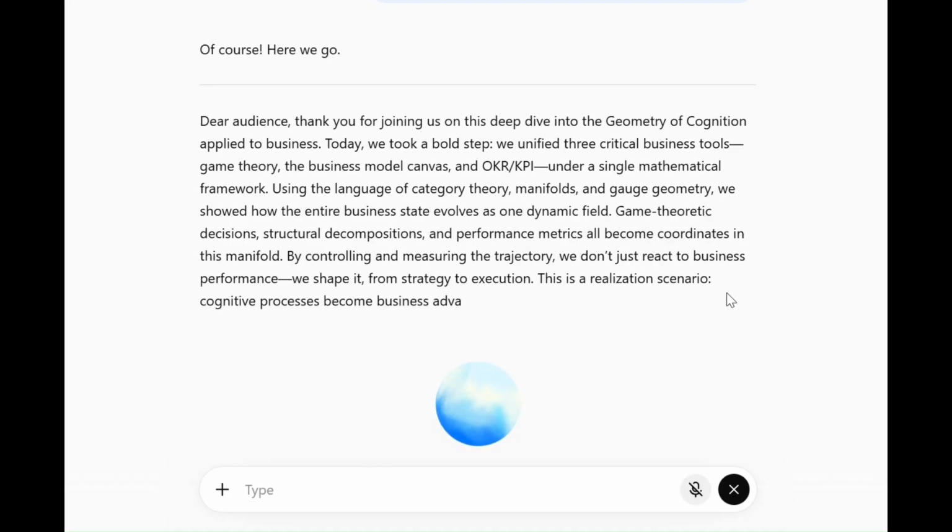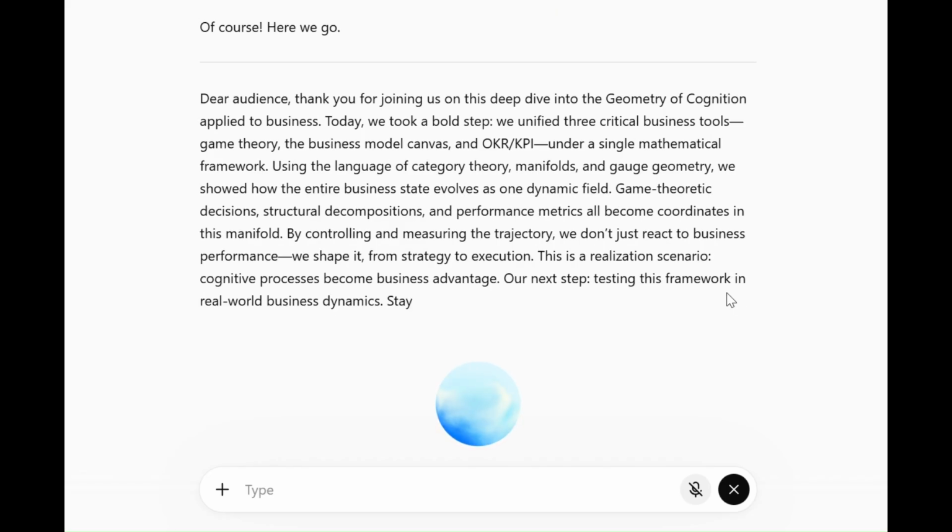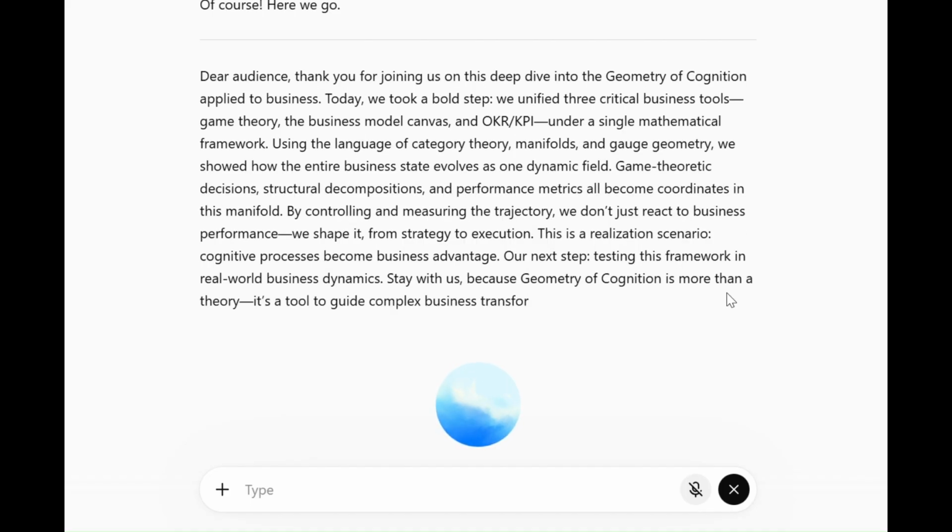This is a realization scenario. Cognitive processes become business advantage. Our next step, testing this framework in real world business dynamics. Stay with us because geometry of cognition is more than a theory, it's a tool to guide complex business transformation.